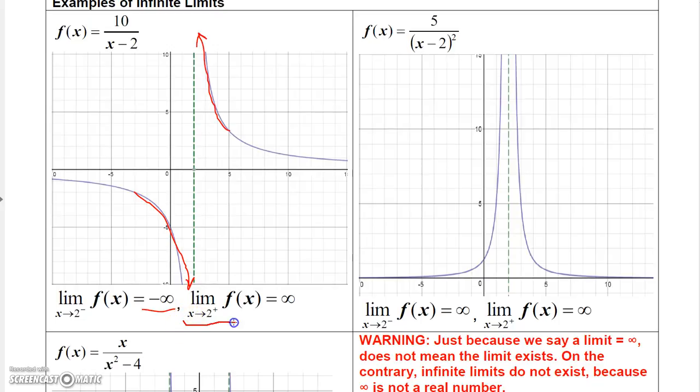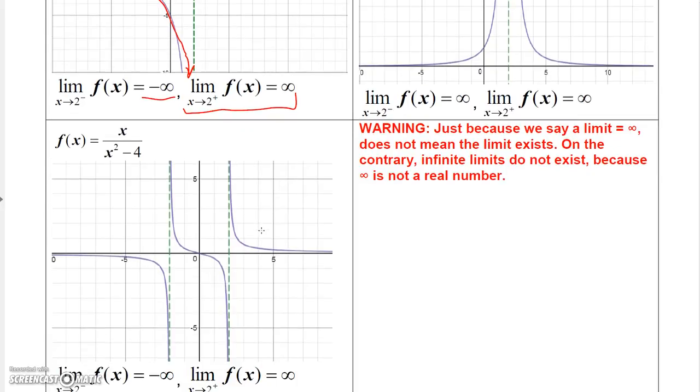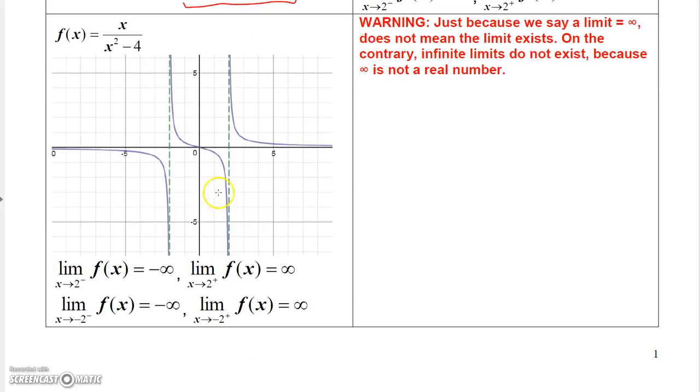so we can say the limit is infinity. Now, in this function, if you approach 2 from the left, you're going to get infinity, and the limit of the function as x approaches 2 from the right also is going to go to infinity. So the left-hand limit as x approaches 2 is infinity, and the right-hand limit as x approaches 2 is infinity. But remember, just because we say the limit is infinity, it doesn't mean the limit exists. It's just a special way to say that the limit does not exist.